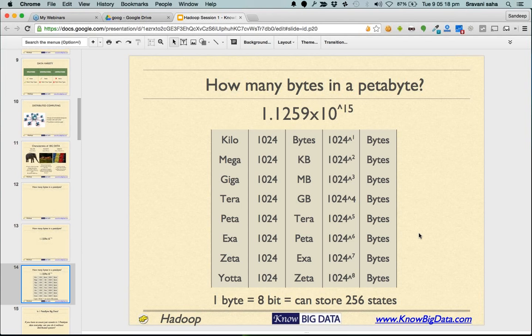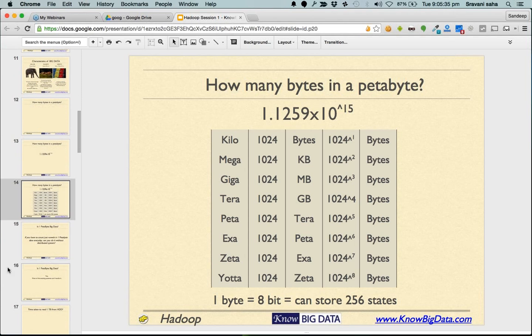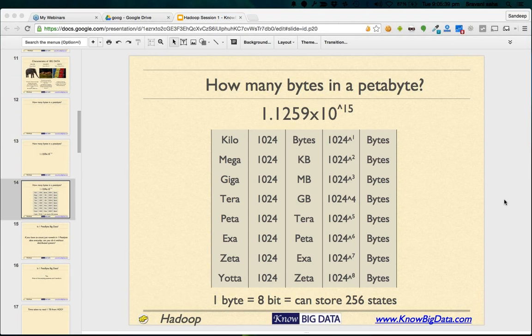Brilliant. Now, the way you can remember it is kilo, mega, giga, tera, peta, exa, zeta, iota. And 1 byte means 8 bit, meaning it can store around 256 states. Each byte can store around 256 numbers or 256 states.